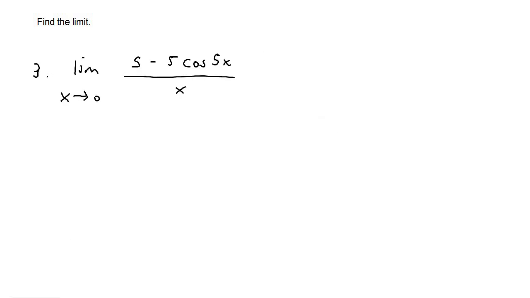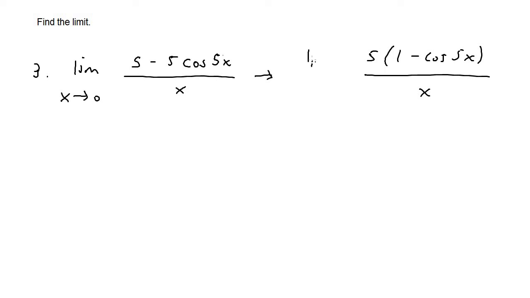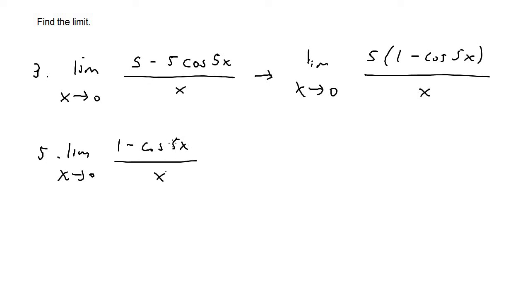Now for number 3, we have the limit as x approaches 0 of 5 minus 5 cosine 5x over x. So the very first thing I would do here is factor out a 5 from the numerator. So we get 5 times 1 minus cosine of 5x over x. And I can shift that a little bit to the right, because I'll write the limit as well. So the limit as x approaches 0. Because 5 is a constant, I can take that outside the limit. So we have 5 times the limit as x approaches 0 of 1 minus cosine 5x over x.